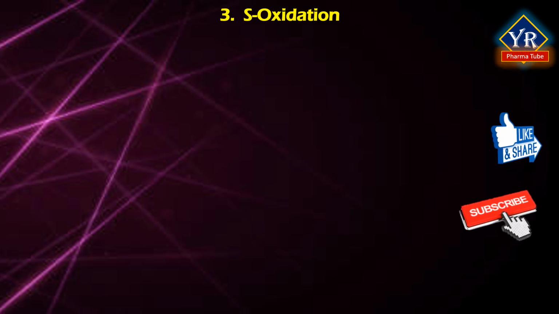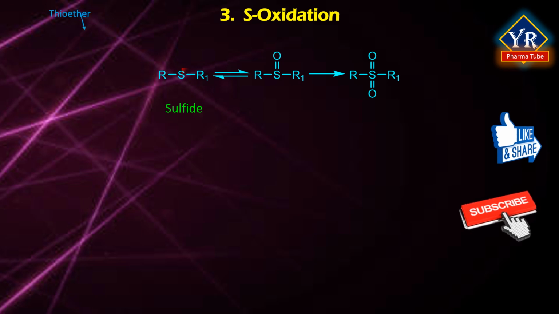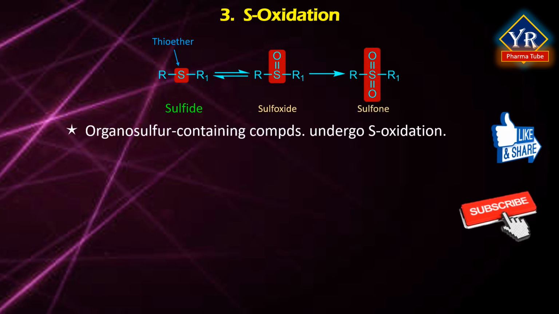Number 3. S-oxidation. Sulfides or thioethers can undergo direct S-oxidation to produce sulfoxides and sulfones. Organosulfur drugs containing carbon-sulfur bonds commonly undergo S-oxidation to yield sulfoxide derivatives. S-oxidation reactions are normally catalyzed by flavin-containing monooxygenase enzymes rather than cytochrome P450 enzymes. Thus, sulfoxide drugs and metabolites may be further oxidized to sulfones.